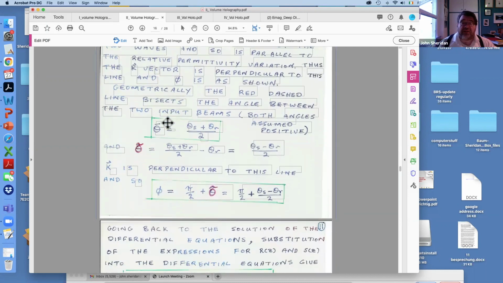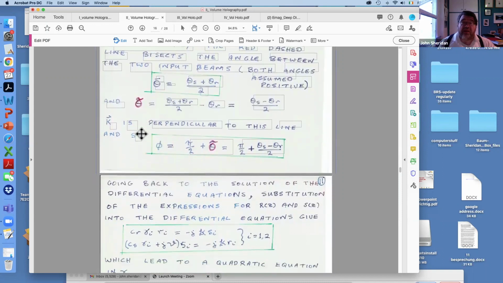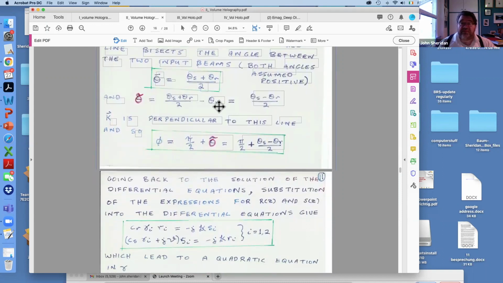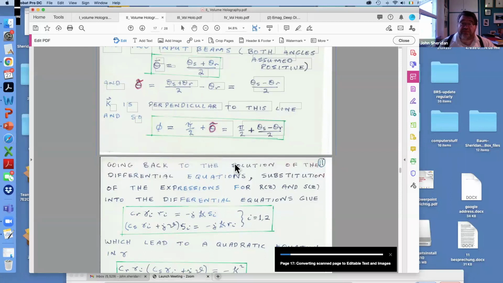Geometrically, the red dashed line bisects the angle between the two input beams. And this is equal to this here. The grating vector is perpendicular to this line, so we simply say phi is going to be pi over 2 plus this, which is given by this formula here.